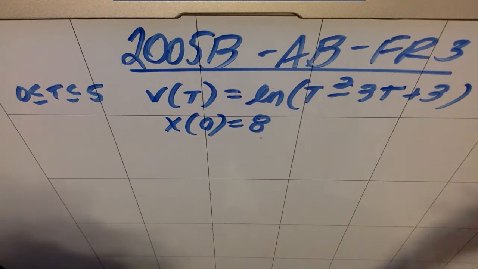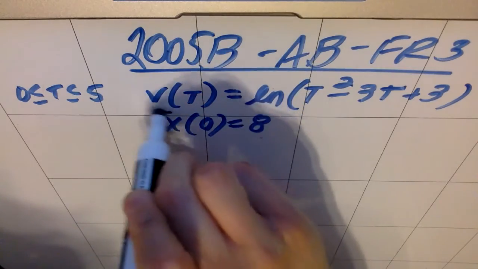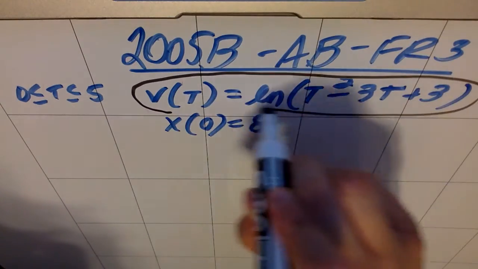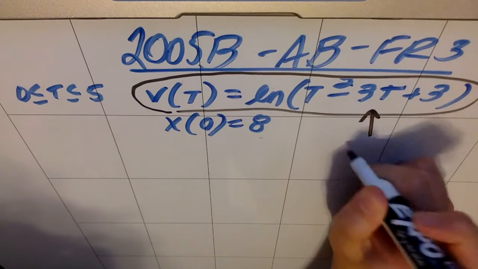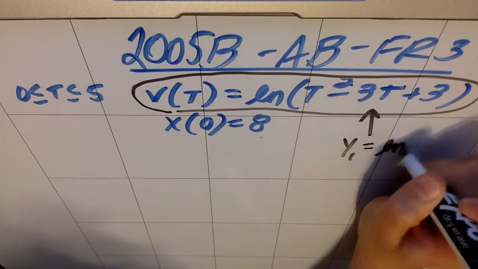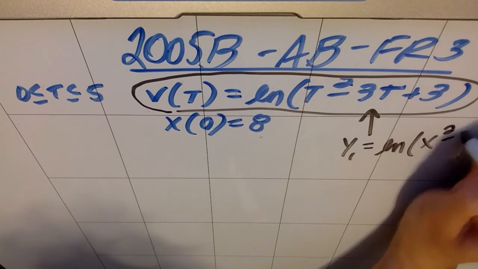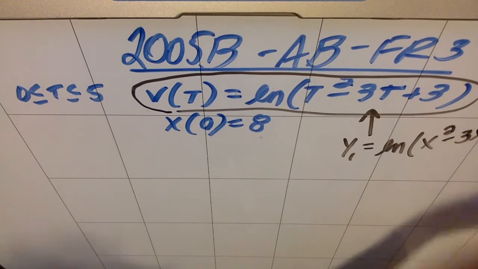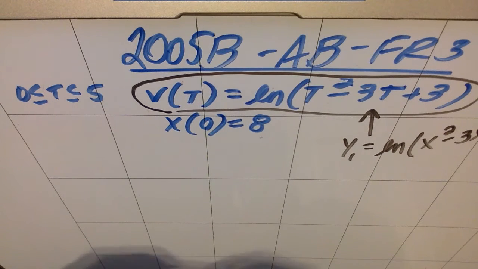Given that this is a calculator problem, and you don't have to, the very first thing I would probably do is put v of t in as my y1. So my y1 would be natural log of x squared minus 3x plus 3. You don't have to do that, but that's what I'm going to do first. All right, cool. Let's keep moving forward.